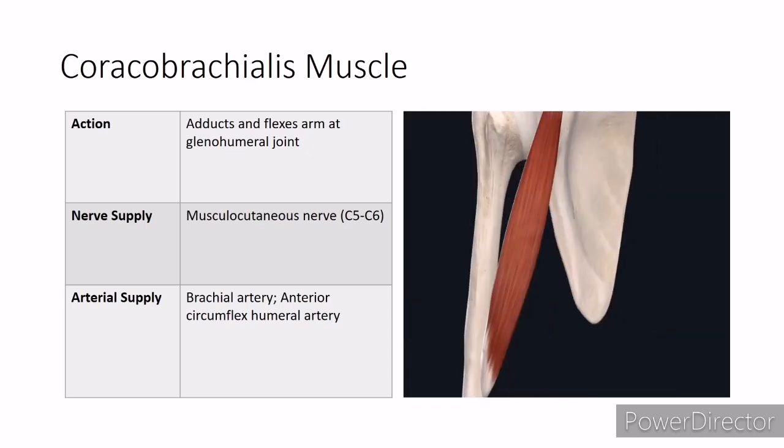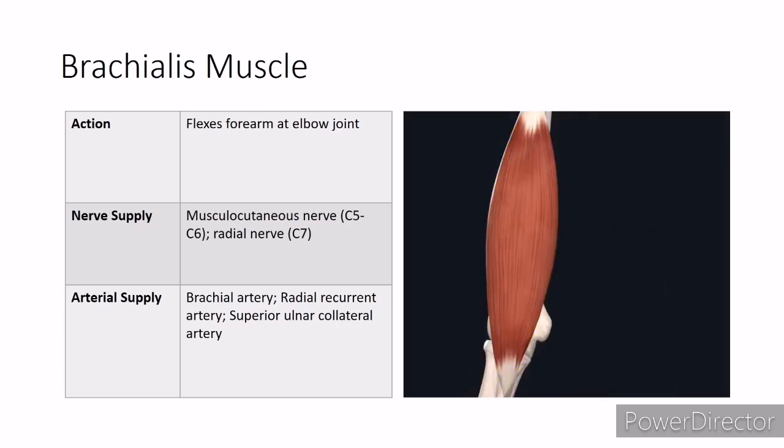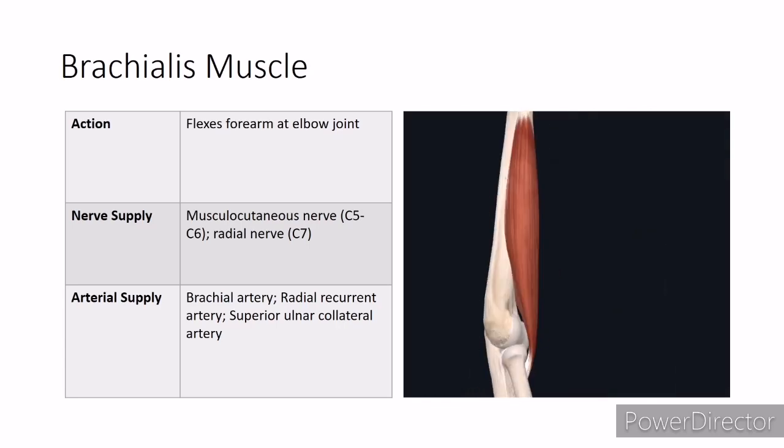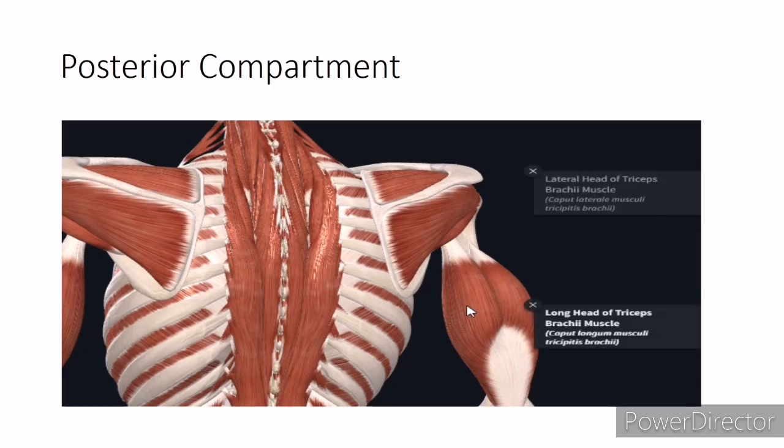Brachialis muscle, which flexes the forearm at the elbow joint. It is innervated by the musculocutaneous nerve and radial nerve. Its blood supply is the brachial artery, radial recurrent artery, and superior ulnar collateral artery. After we take a look at the anterior compartment, let's now move on to the posterior compartment of the arm, which consists of the triceps muscle.